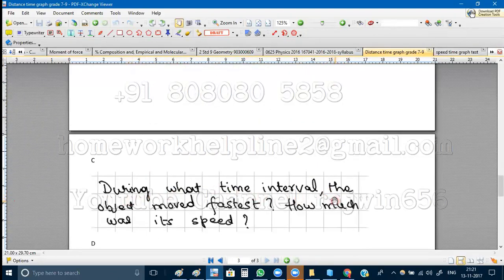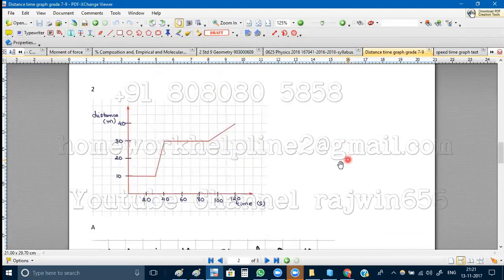During what time interval did the object move fastest? How much was its speed? So what you are going to do over here is, just from looking at the graph you can't make out. At these both places the speed is 0. I have to calculate the speed in this region and the speed in this region. I'll calculate the gradient for this and the gradient for this, whichever is greater. Find that value.